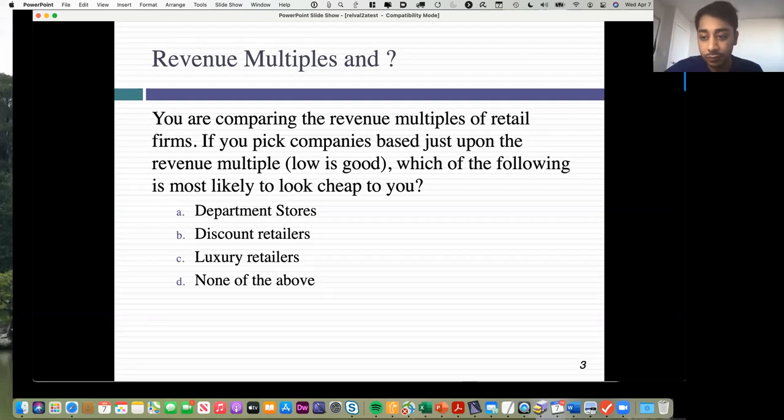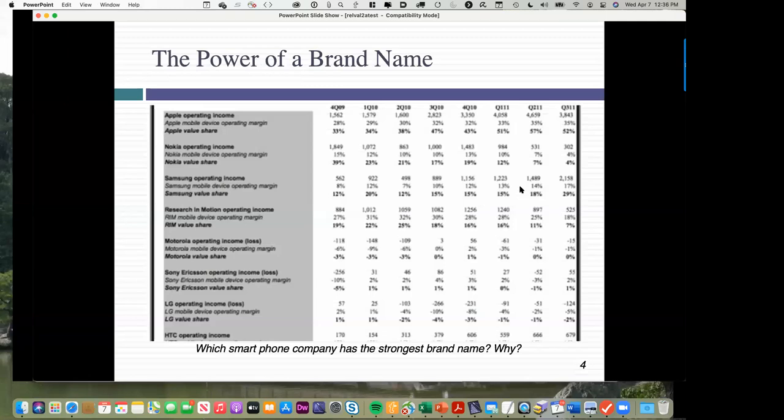In fact, to show you how margins can be different across companies, I saw a comparison of smartphone companies from a few years ago, early in the game when smartphones were coming. And just to show you the competitive advantage that Apple had, take a look at the margins Apple had on its business, around 35%, compared to the margins on almost every other competitor. Based on that, I could safely predict that the multiple of revenues you're going to be willing to pay for Apple will be much higher than the multiple of revenues you pay for Nokia or Samsung or any other smartphone company.